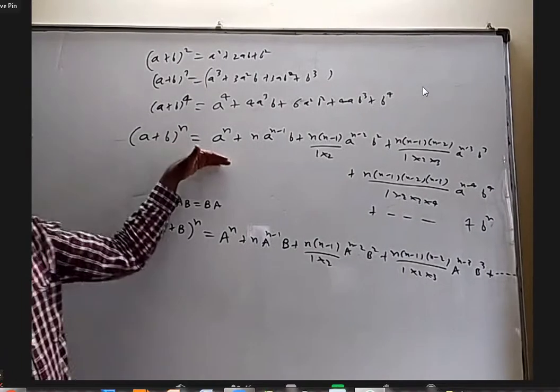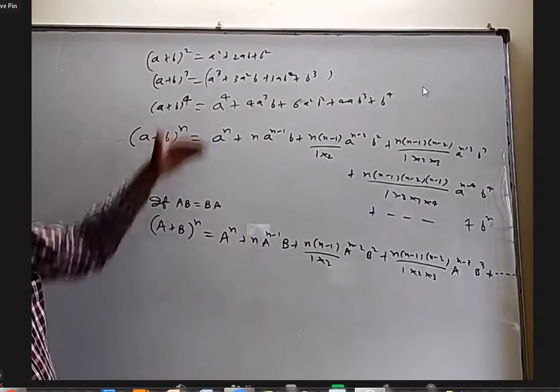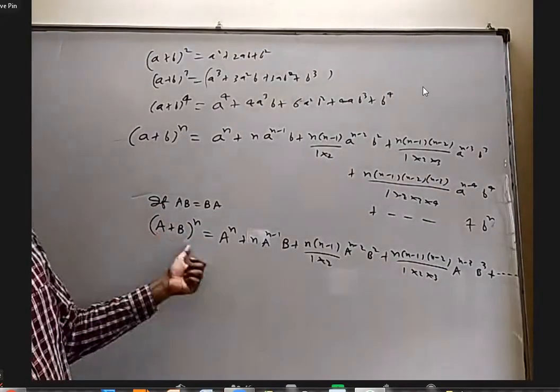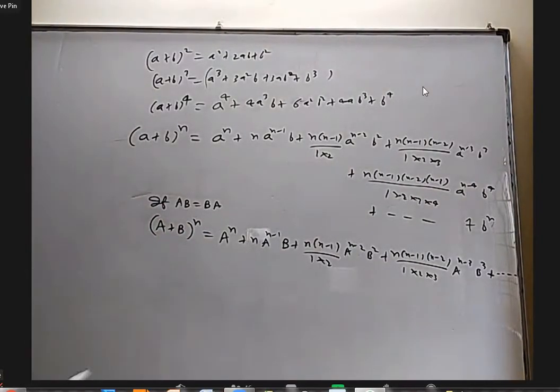Okay, this is for real numbers in general. The same thing I'm writing for matrices. If AB equal to BA is given to us, (A plus B) whole power n can be written like this.